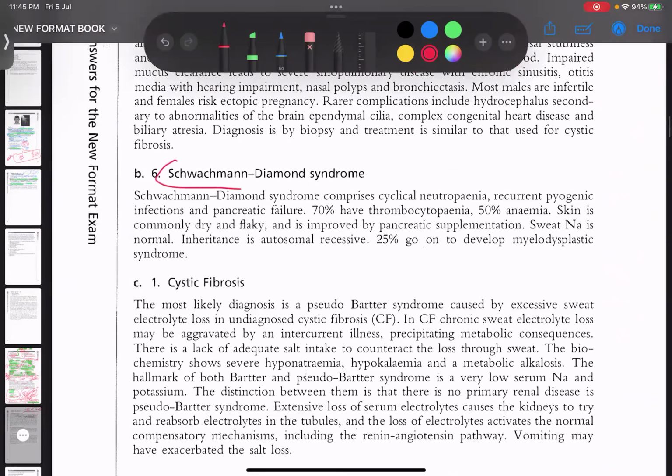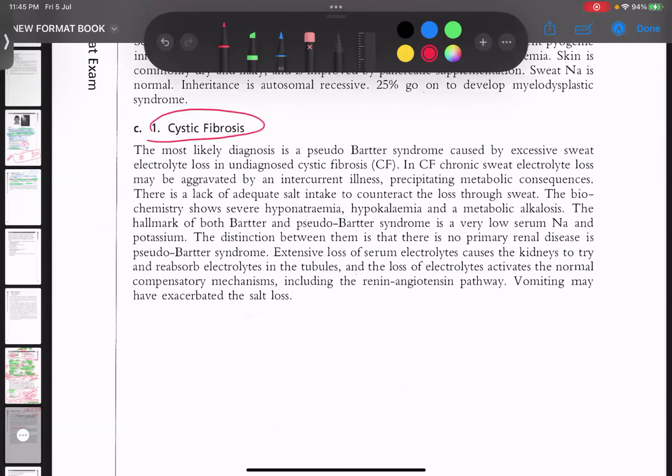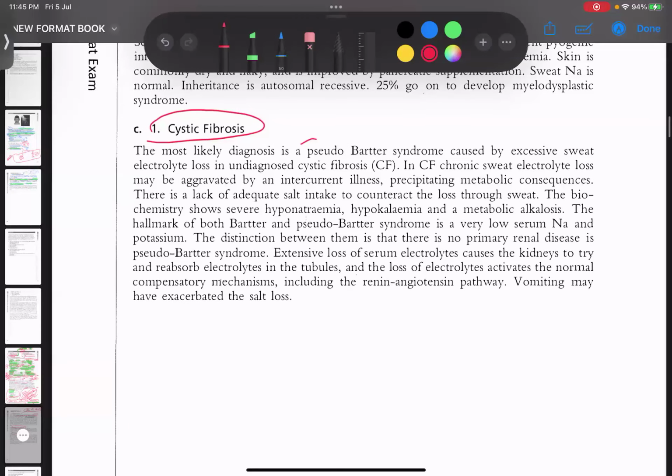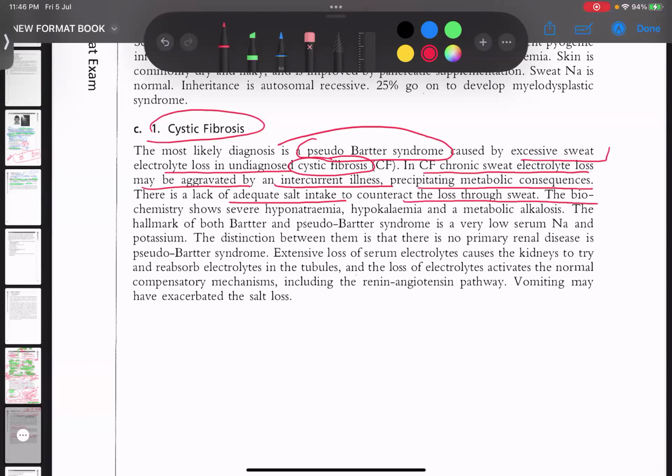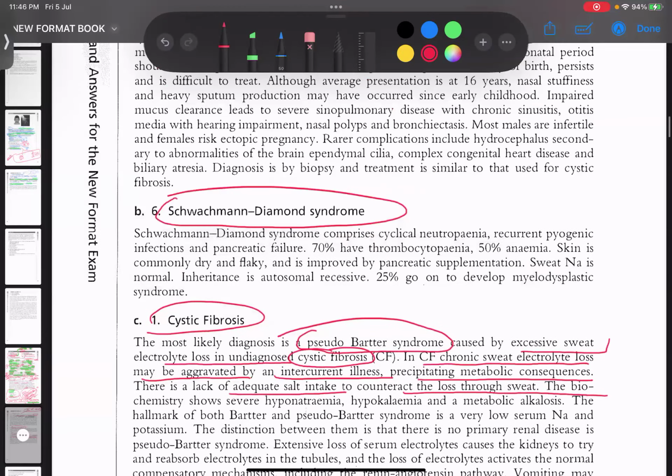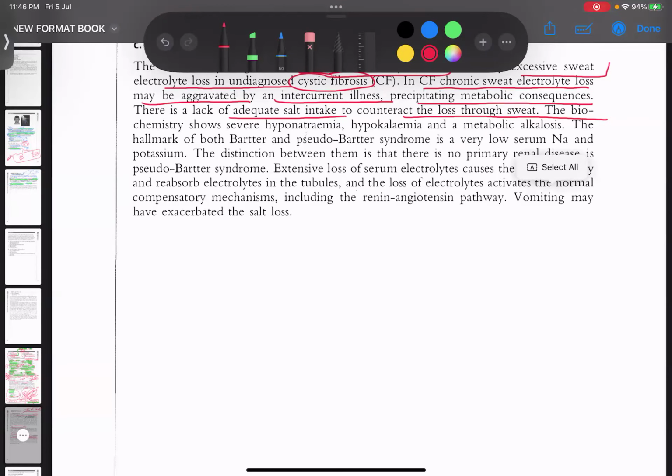Second one is also about Shwachman-Diamond syndrome, and all the points that we made were actually mentioned here. Cystic fibrosis here. So this one is interesting. The most likely diagnosis is pseudo-Bartter syndrome caused due to excessive sweat electrolyte loss in undiagnosed cystic fibrosis. So pseudo-Bartter has three things we have to remember. In cystic fibrosis, chronic sweat chloride loss may be aggravated by intercurrent illness, precipitating metabolic consequences. There is a lack of adequate salt intake to counteract the loss of the sweat, etc.